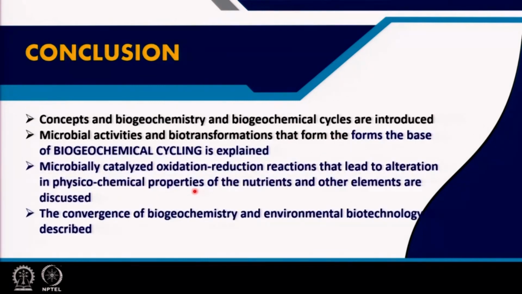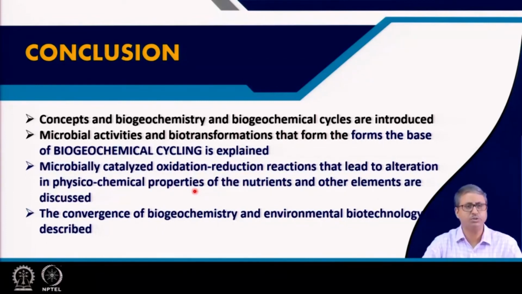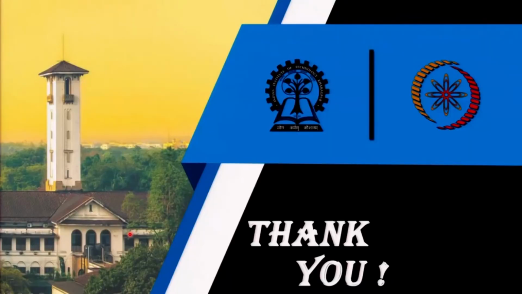So, in conclusion, concepts of biogeochemistry and biogeochemical cycles are introduced. Microbial activities and biotransformations that form the base of biogeochemical cycling are explained. Microbially catalyzed oxidation-reduction reactions that lead to alteration in physicochemical properties of the nutrients and other elements are discussed. And finally, the convergence of biogeochemistry and environmental biotechnology is also described.